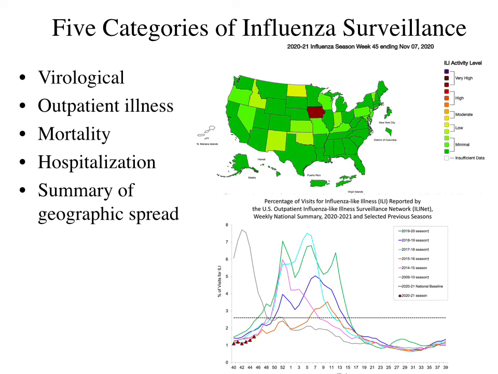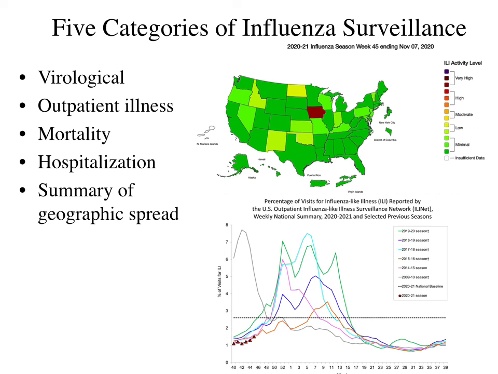Then we have outpatient illness surveillance. Information on patient visits to healthcare providers for influenza-like illness is collected through the U.S. Outpatient Influenza-like Illness Surveillance Network, or ILINet. ILINet consists of more than 2,900 outpatient healthcare providers in all 50 states, Puerto Rico, the District of Columbia, and the U.S. Virgin Islands, reporting more than 30 million patient visits each year.